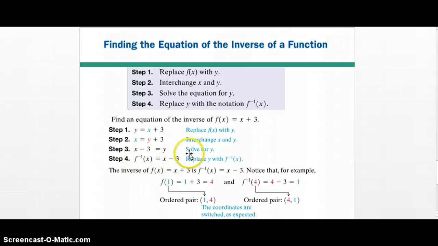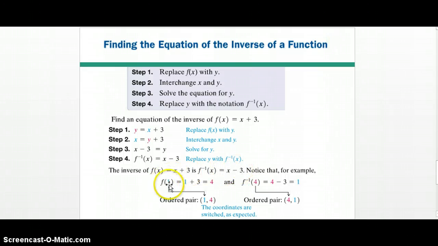So this is the equation of the inverse function. The original function is x plus 3 and we get the inverse function x minus 3. The inverse of f of x equal to x plus 3 is x minus 3. This is a function and its inverse is x minus 3.